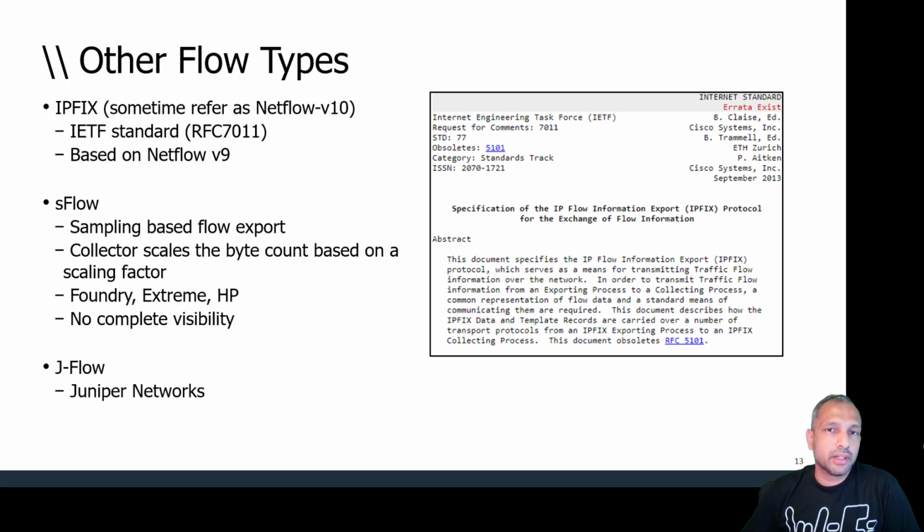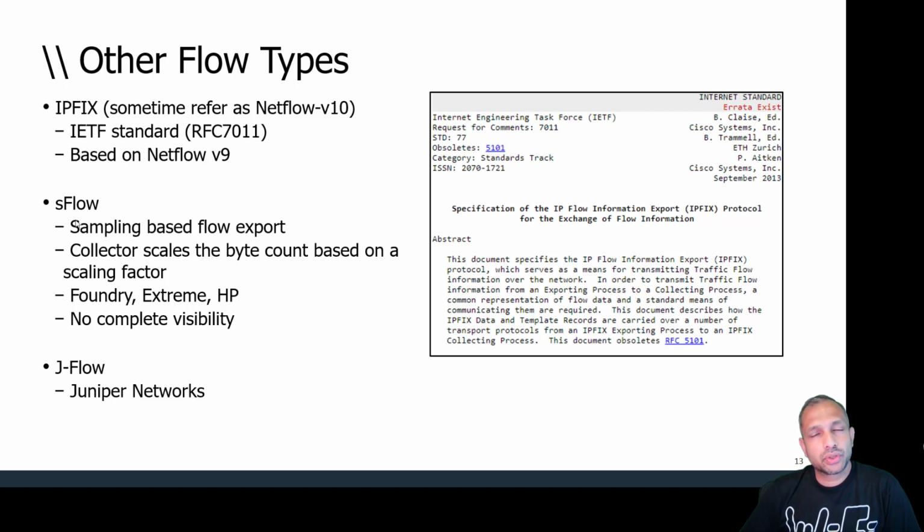So all the other vendors can basically follow the IPFIX standard, because otherwise they would have to follow the Cisco proprietary NetFlow version 9. Sometimes people refer to it as NetFlow version 10, but it is not technically NetFlow version 10. Why? Because NetFlow is a Cisco thing, but IPFIX is an IETF open standard. Before IPFIX, different vendors had their own versions of flow monitoring. In that way, there's another method called sampled flow, sFlow.